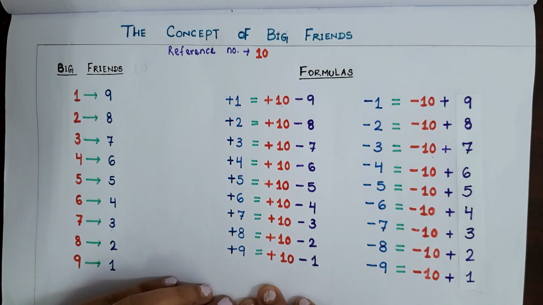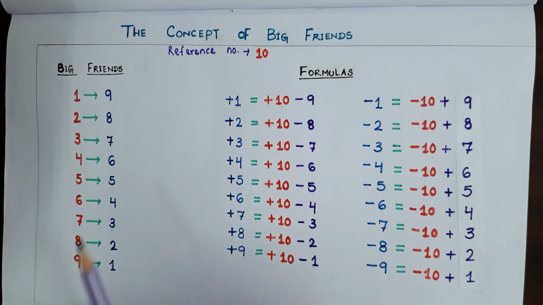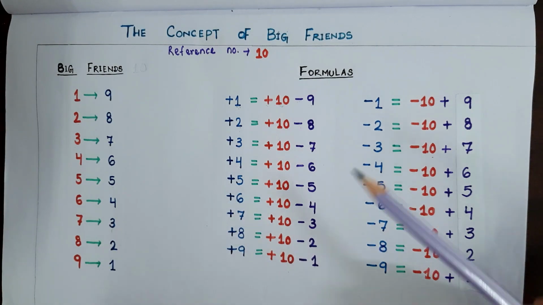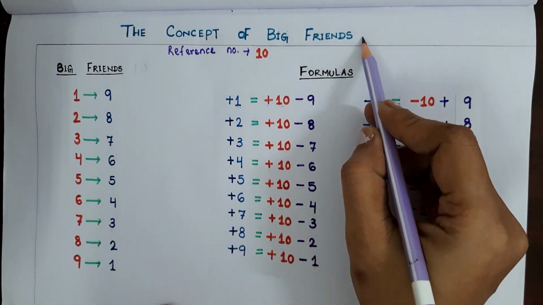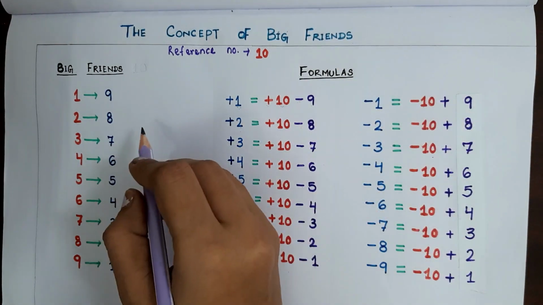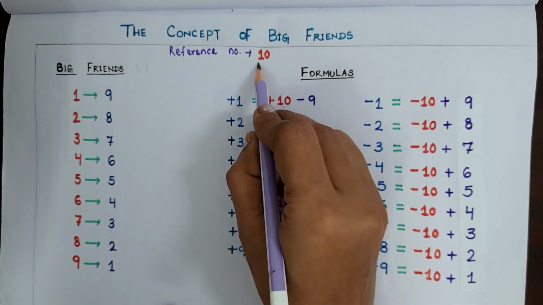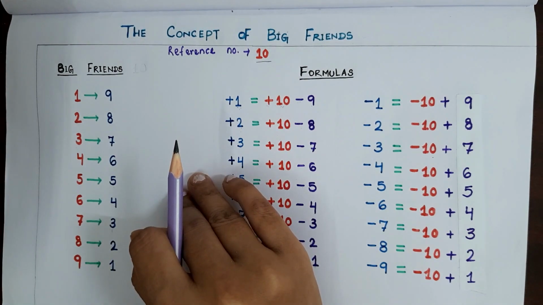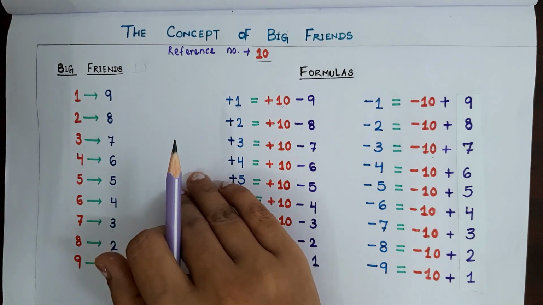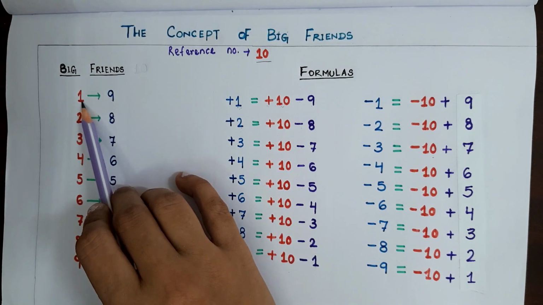In today's video, we will be learning the concept of big friends. In the concept of big friends, you have to learn the big friends and some formulas. Okay. So what are big friends? Big friends are the numbers which add up to a total of 10. Which means any two numbers, if we add them together to get 10, those two numbers are the big friends of each other. Suppose we have the number 1.